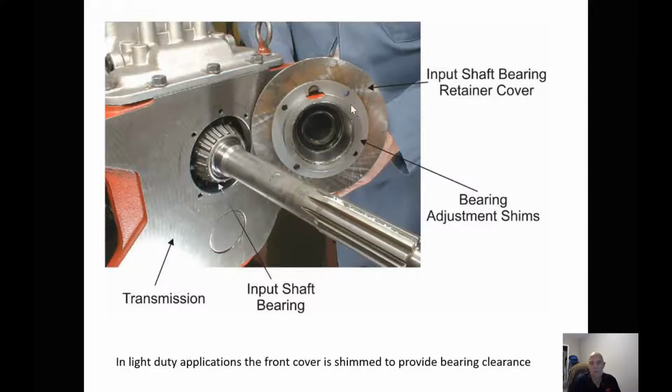A lot of our newer transmissions now just use straight roller bearings and straight cut gears in the front section, so they don't have to be shimmed, but in the rear section, if they use tapered roller bearings, they have to be shimmed, and we're going to discuss that when we get into the rear section.